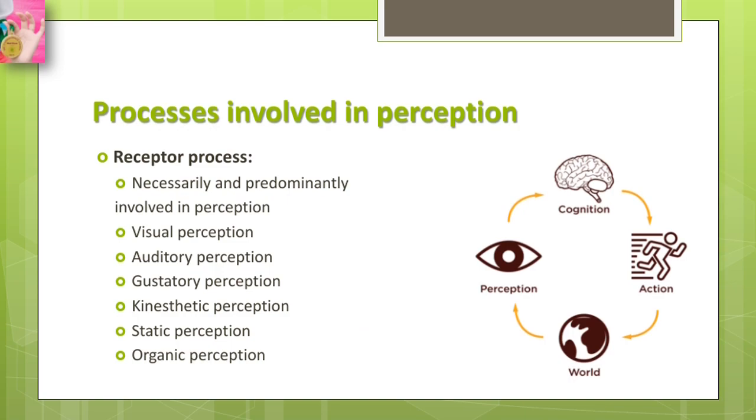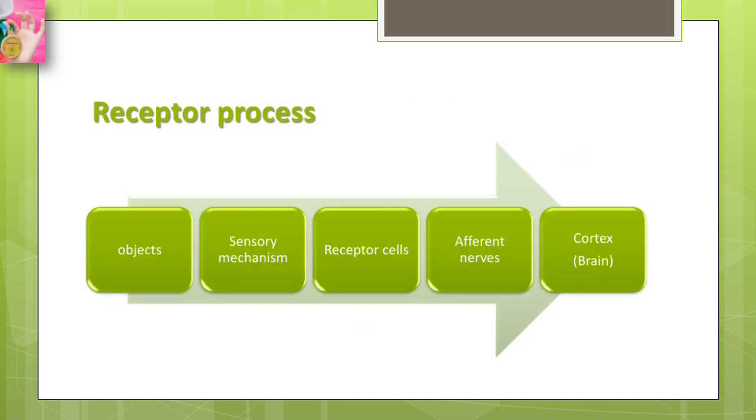We speak of the visual, auditory, olfactory, gustatory, kinesthetic, static, or organic perceptions. And in most of our daily life situations, when a stimulus appears, several receptor processes are simultaneously activated, and we not only see an object but also often hear or smell it at the same time.